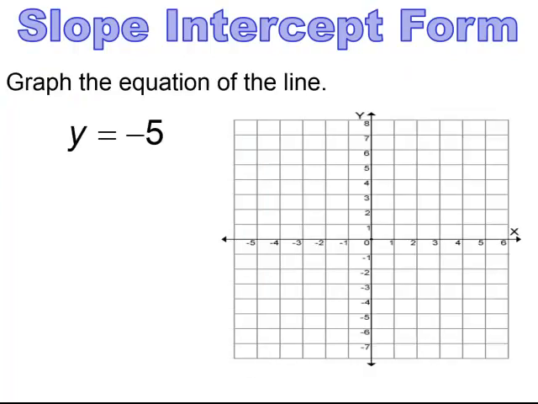Pause and try. The slope here is 0. We're going to have a horizontal line at -5. Pause and try. The slope here is undefined. We're going to have a vertical line where x is 5.